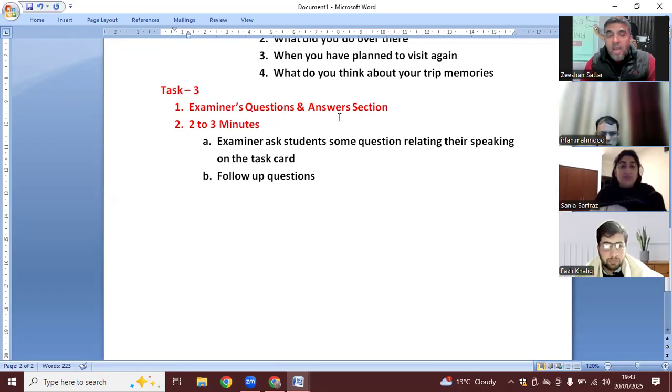So this is the section, time and task bifurcation for your overall IELTS speaking exam. This exam will last 11 to 15 minutes in total, with 3 tasks to be performed by you students. Number one, the interview section. Number two, the cue card section. And number three is the follow-up question section.